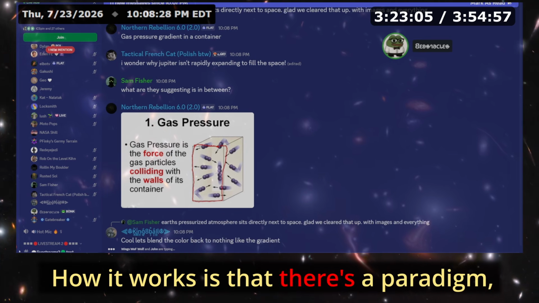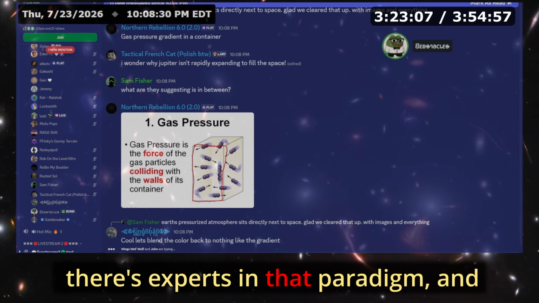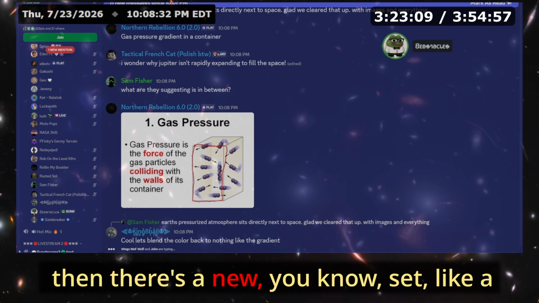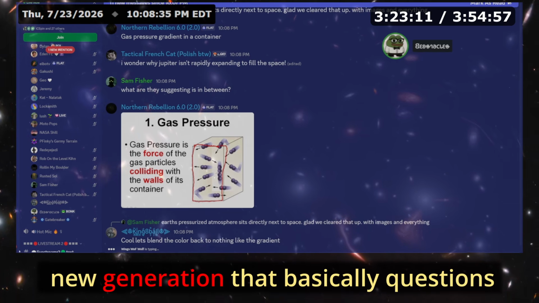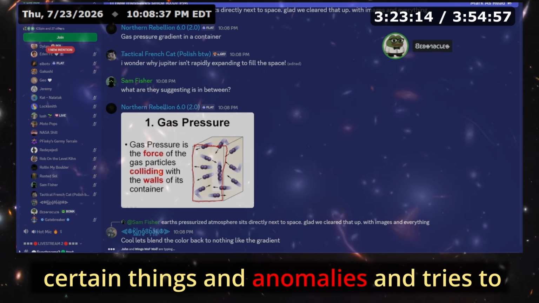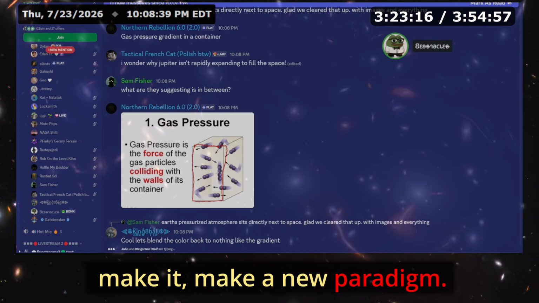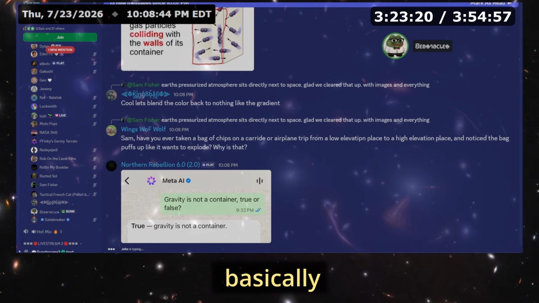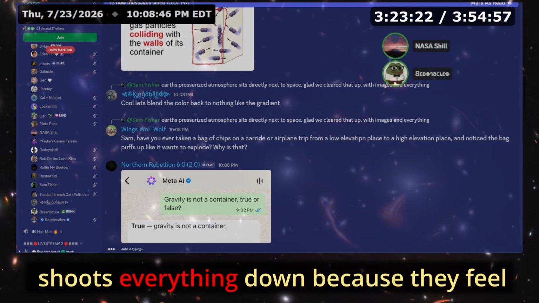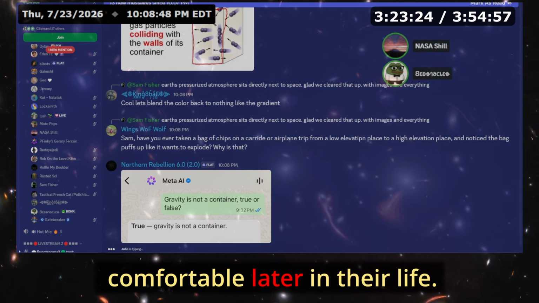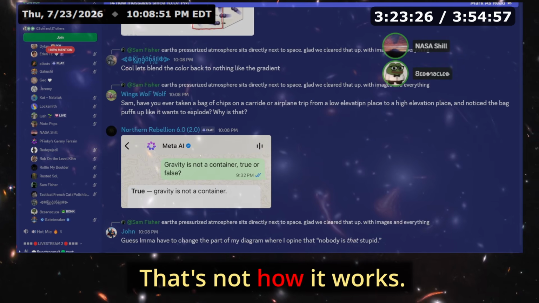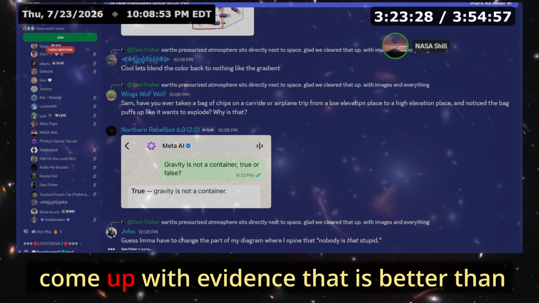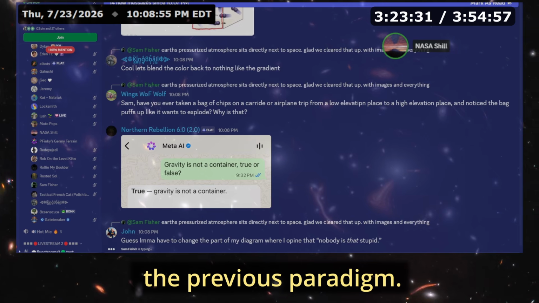How it works is that if there's a paradigm, there's experts in that paradigm, and then there's a new generation that basically questions certain things and anomalies and tries to make a new paradigm, and the old paradigm, like yourself, basically goes nah to everything, shoots everything down because they feel comfortable and later in their life. That's not how it works. What happens is the new paradigm needs to come up with evidence that is better than the previous paradigm.